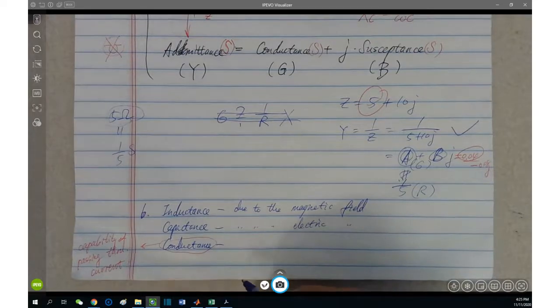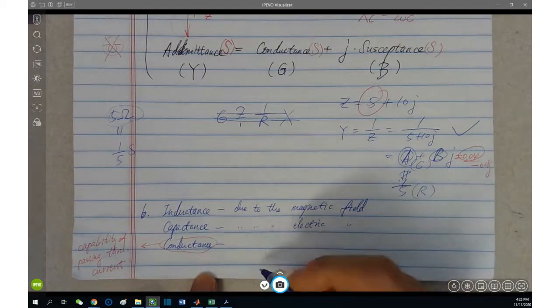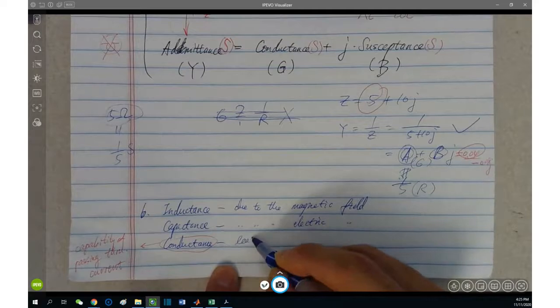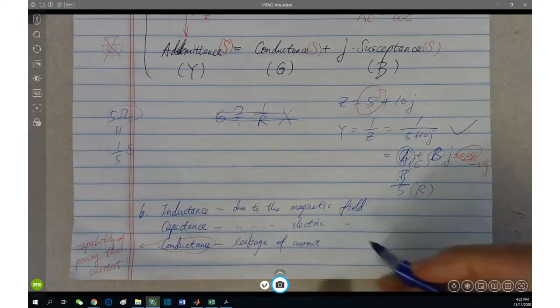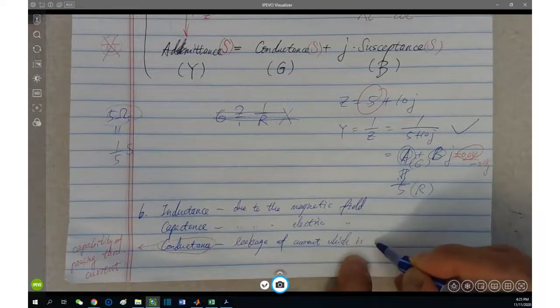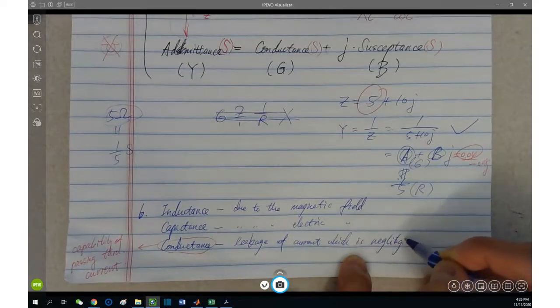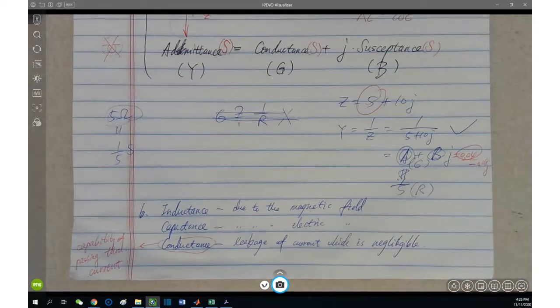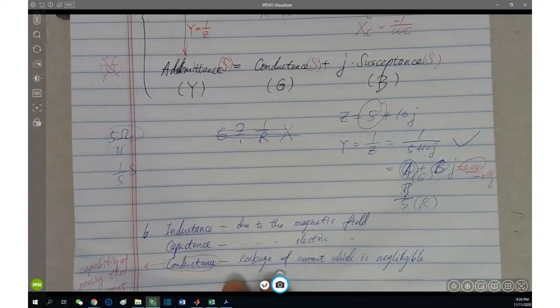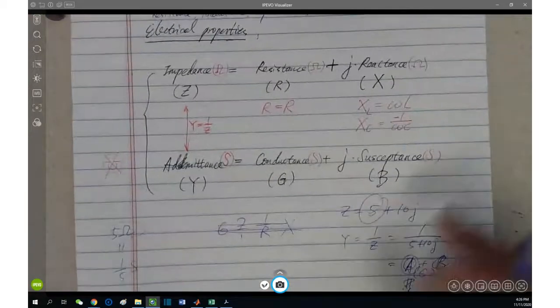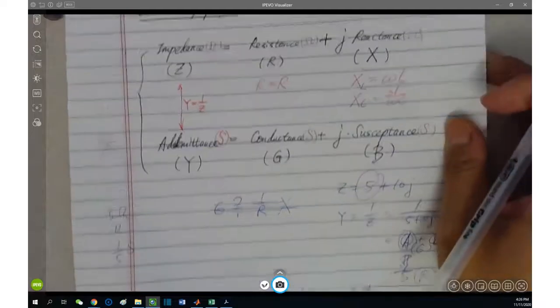The next, this conductance is due to what? Leakage of current, which is very small, therefore negligible. Yeah, leakage current, generally speaking, is very small. We can neglect it, but it does exist. By the way, what does it mean by leakage current? Anyone knows anything about leakage current?